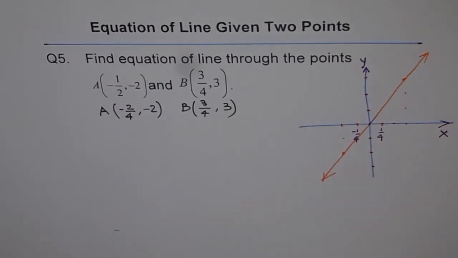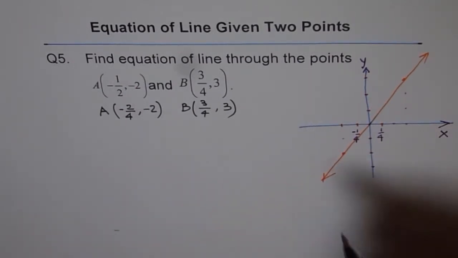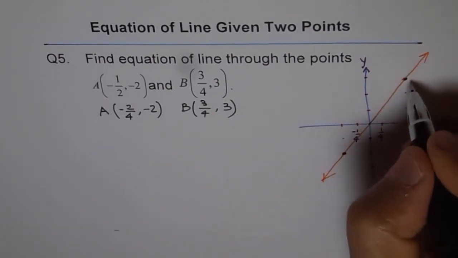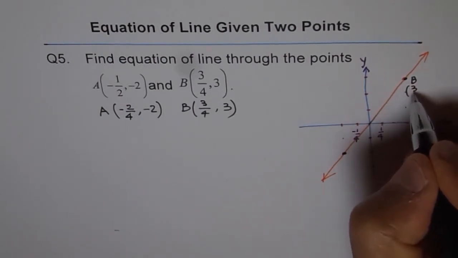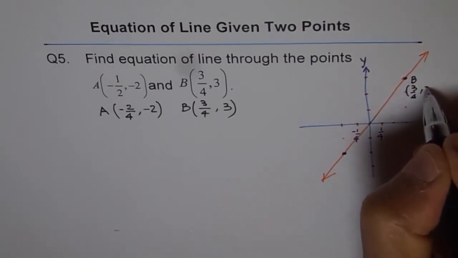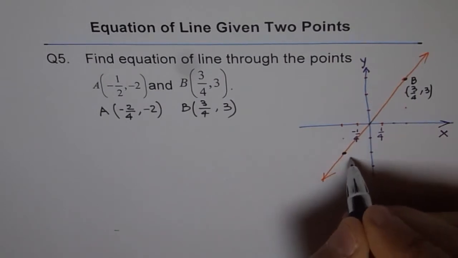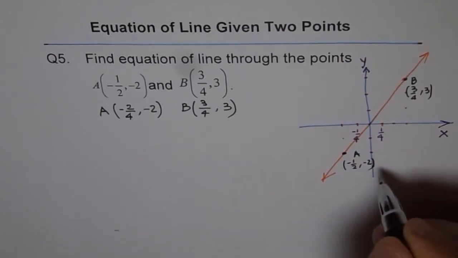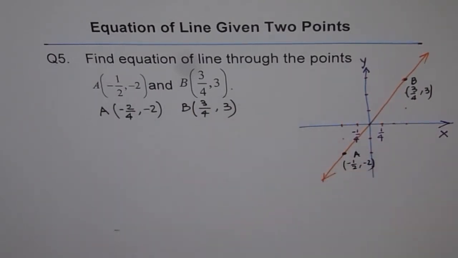Okay, so we have a line. And let me clearly write what my points are. So these are my points here. Point B is 3/4 and 3. And point A is -1/2, -2, right? We are not doing calculations, so let's write the original points. Okay, that's how it is.